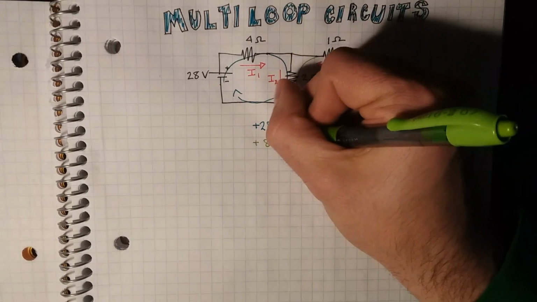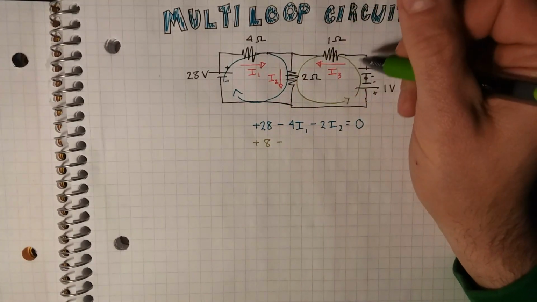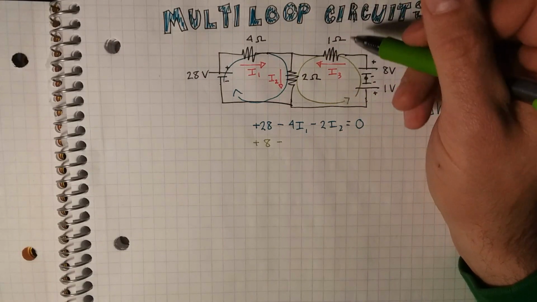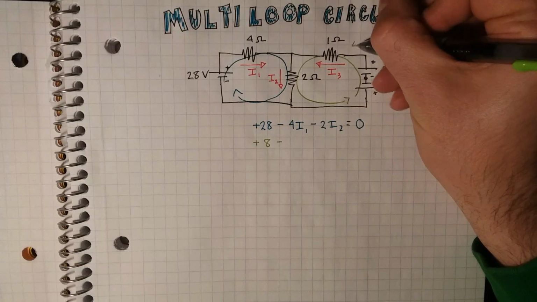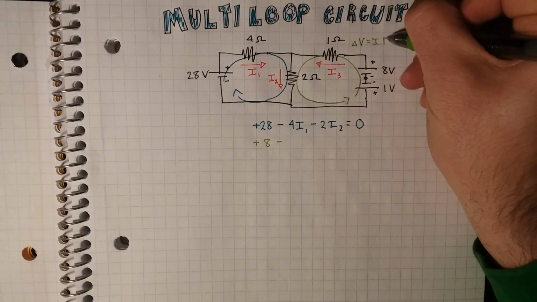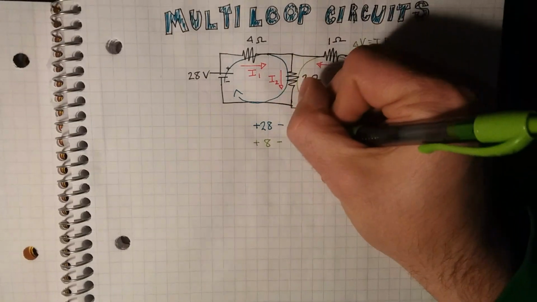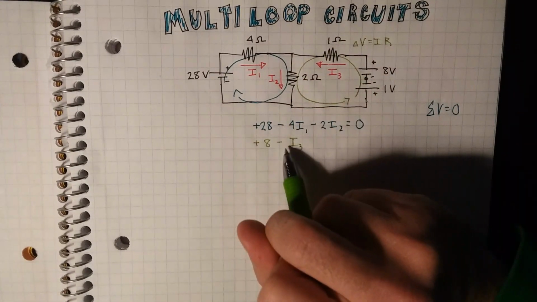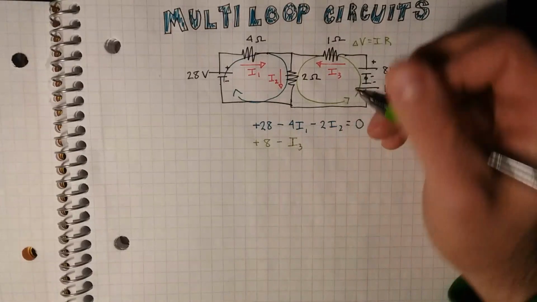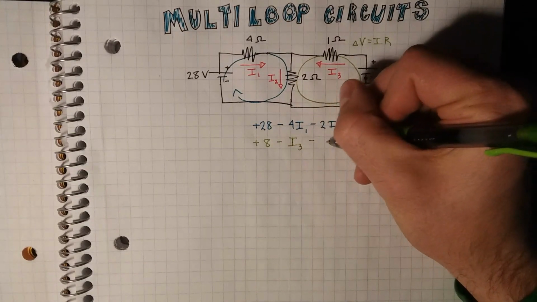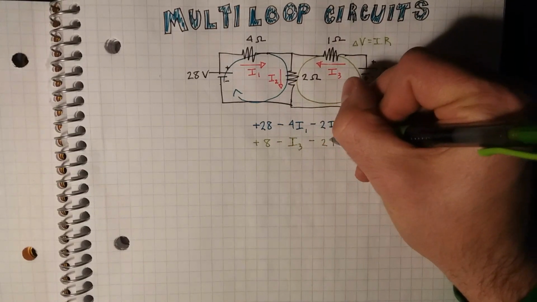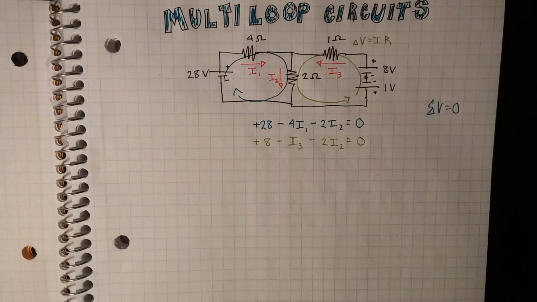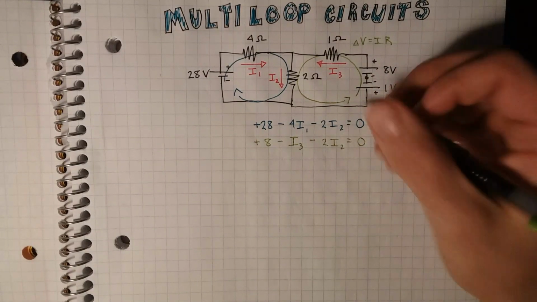minus 1 times I3, because that is a voltage drop. Delta V equals I times R. But I'm just going to say minus I3, but really preface that that is multiplied by 1, because that's a resistance. Minus 2I2 equals 0. True. That is... Oh, well, that was that. Oh my goodness. Not true.